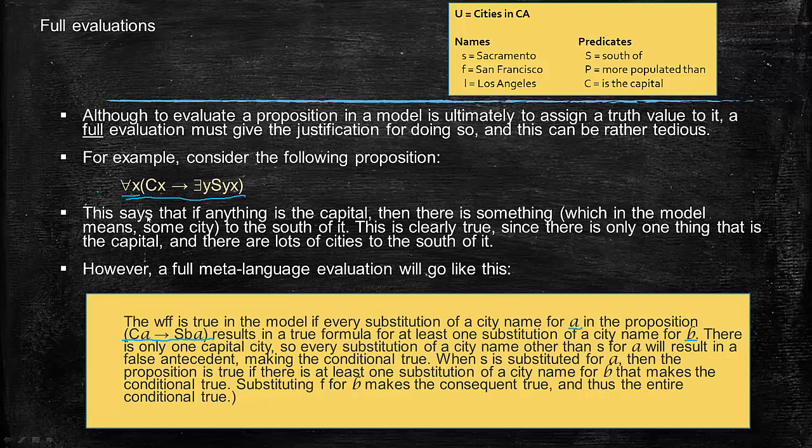But if we put Sacramento in, which is the only remaining consideration, then if we put Sacramento in for A, then of course the antecedent is true. And then we'll say, then there exists something. We have to find a B now that is south of Sacramento. Well, of course, Los Angeles, San Francisco, and plenty of others. So to review, there's only one capital city, so every substitution of a city name other than S for A will result in a false antecedent, making the conditional true. But when S is substituted for A, then the proposition is true if there is at least one substitution of a city name for B that makes the conditional true. So, for example, we could substitute F for B, that makes the consequent true, and thus the entire conditional true. So that is why this whole thing is true.